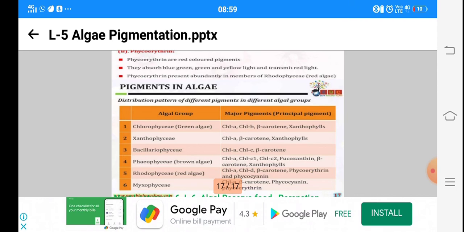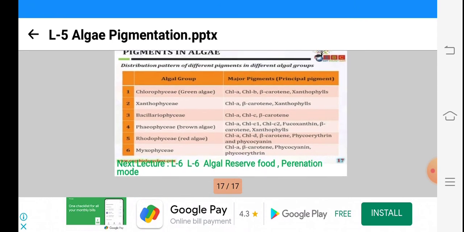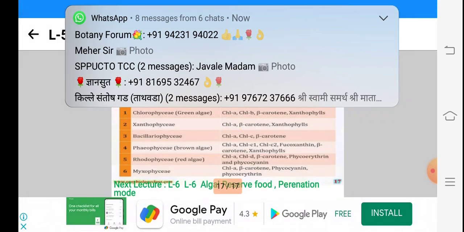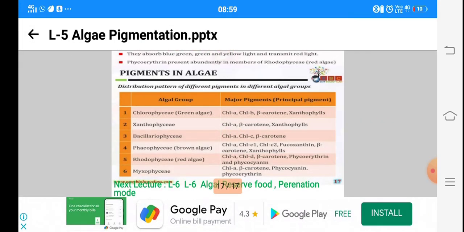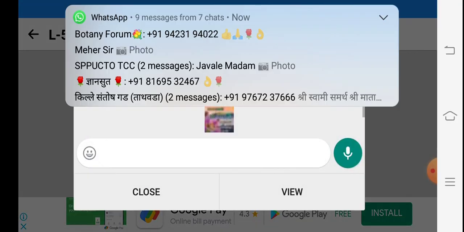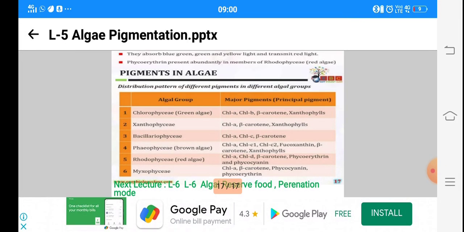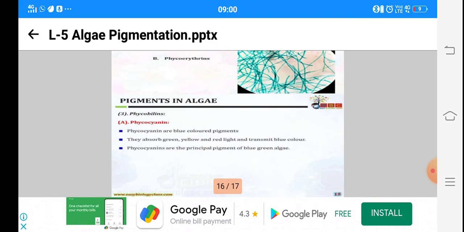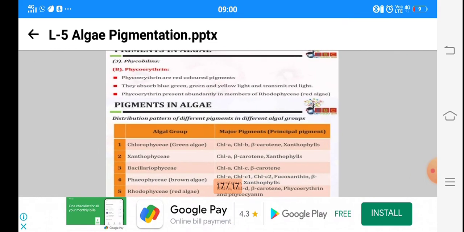Then in pigments in algae, major algal groups: Chlorophyta, Xanthophyceae, Bacillariophyceae. So chlorophyll A, B, beta carotene, these are the common, right? So just you remember all these.